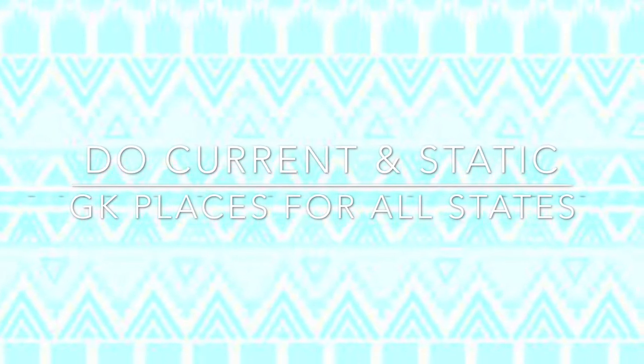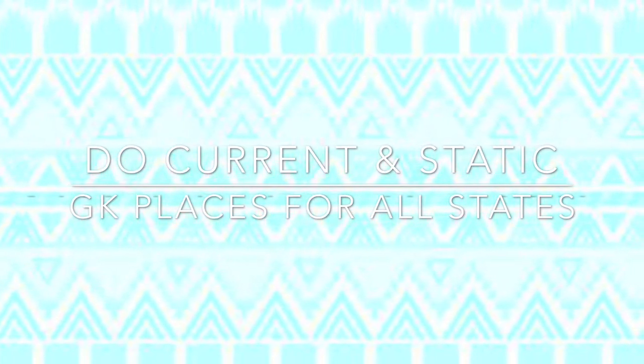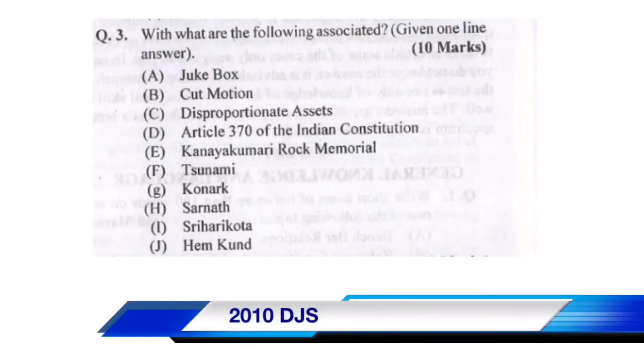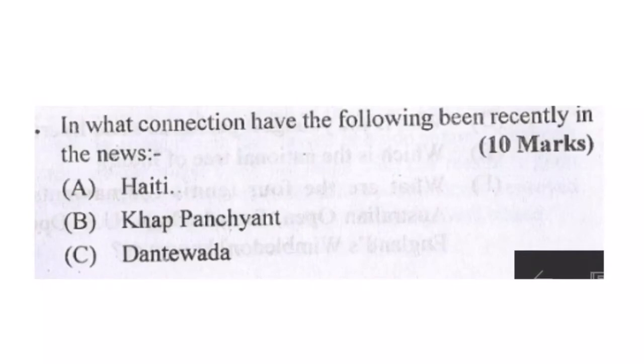If you go through any of the papers which I will show you, you will see that places are asked almost every year. For example, here we can see the Delhi Judicial Services paper of 2010. And it says what are the following associated with? Give one line answers for 10 marks. Over here you can give one line answer about the place, and in the 10 marks question there are multiple places asked, like Sriharikota, Sarnath, Konark, Kanyakumari, Hemkund. This is also from 2010 and it asks about Haiti and Dantewara.